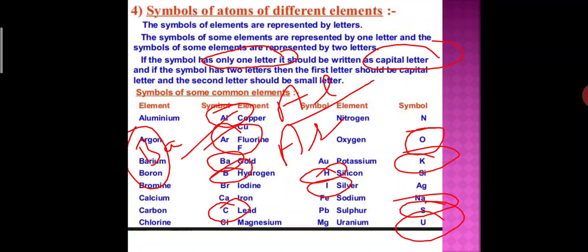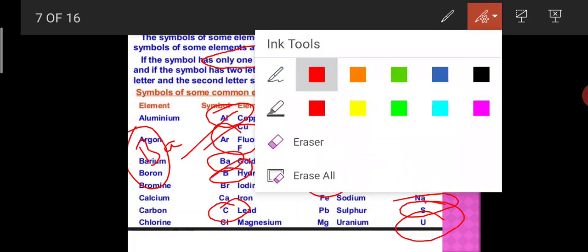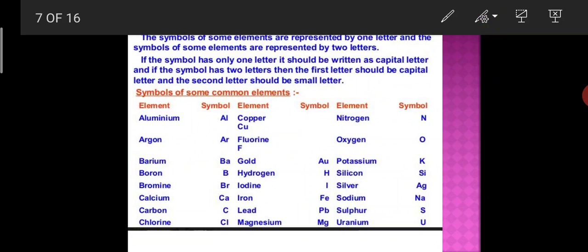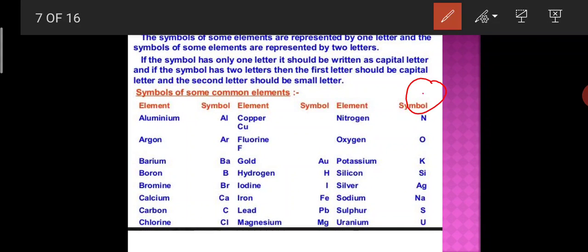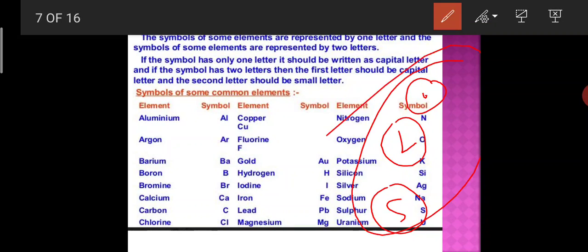On page number 33 there are some symbols of the elements proposed by Dalton, like hydrogen. You can see this is the hydrogen symbol, with a dot in the middle of a circle. Lead, L, and silver, this and this, are symbols proposed by Dalton.